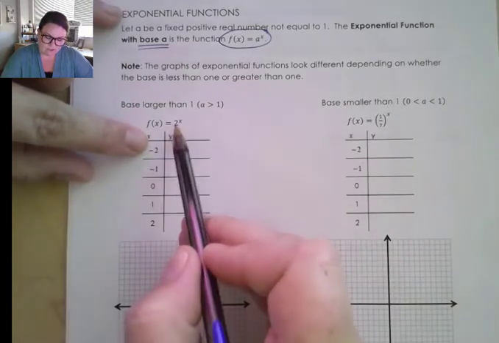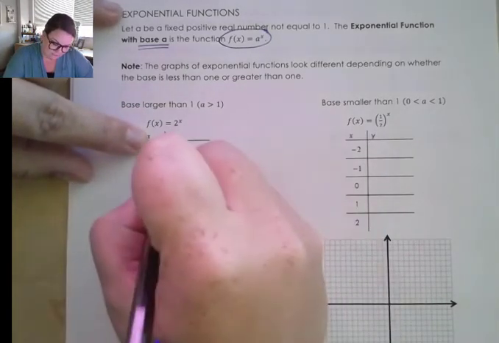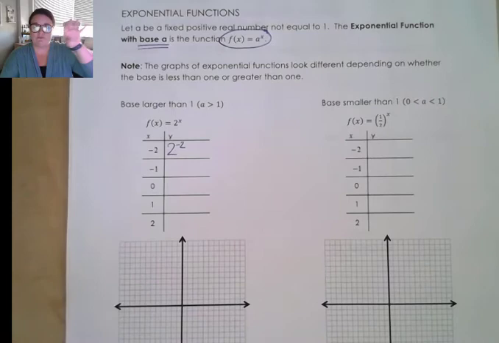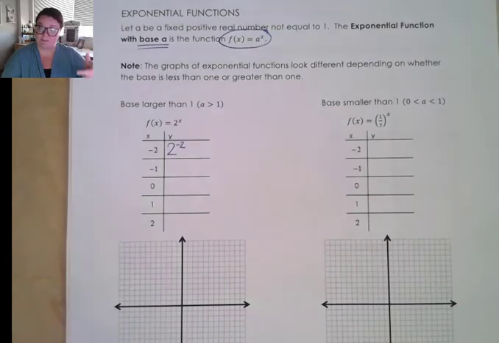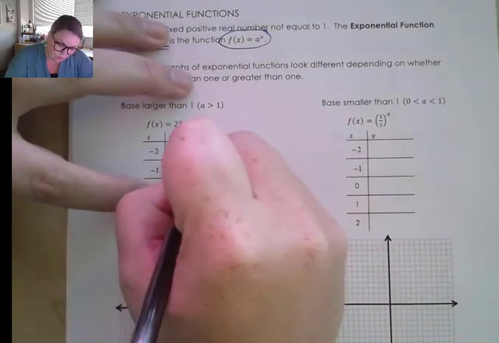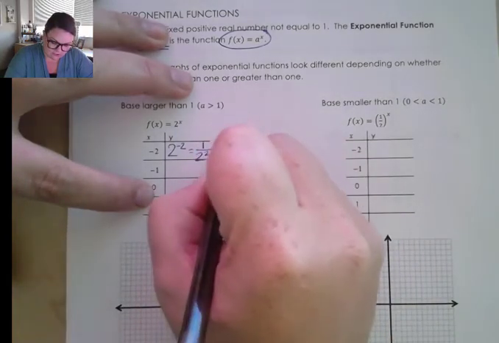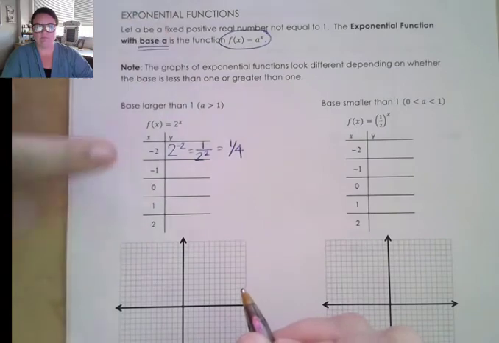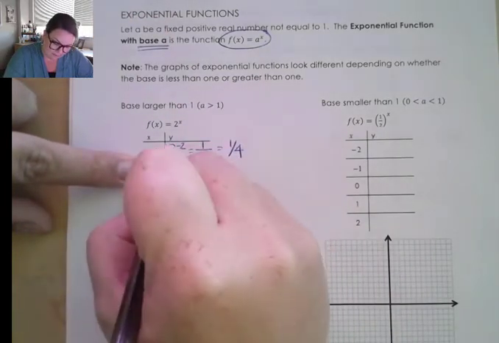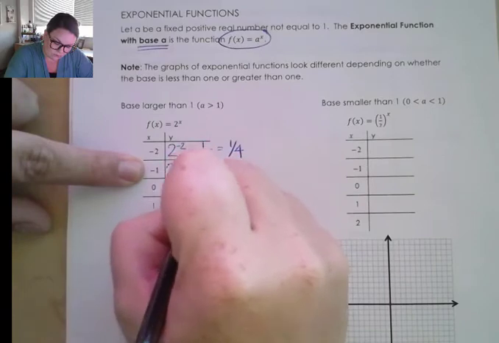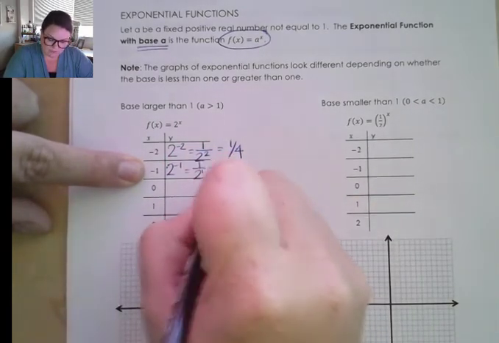When I plug negative 2 into my exponent, 2 to the negative 2, remember our exponent rules. Negative exponents move the exponential base across the fraction line, or you can think of it as flipping it, right? So this becomes 1 over 2 squared, and then I can simplify that to just 1/4, right? Same thing with negative 1. If I plug in 2 to the negative 1 power, that's going to flip it, or move it down to the denominator, which gives me 1 over 2 to the first power, which is then just 1/2.